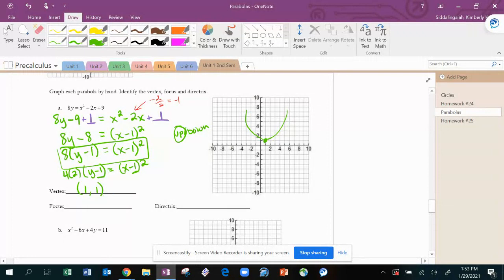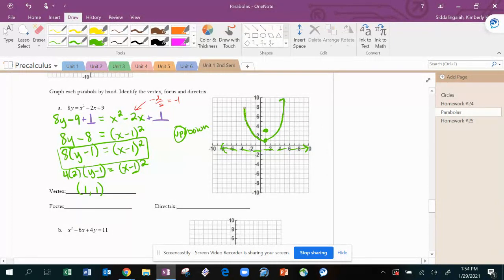All right, so now back to that p-value. So 2 means that if I'm starting at my vertex, I go 2 up to draw the focus. I go 2 down to draw the directrix. Now, 2 is a pretty small number, so if I really do want to graph this, which it says graph each one by hand, 2 means it's going to look like a tighter U. It's not going to be as wide.